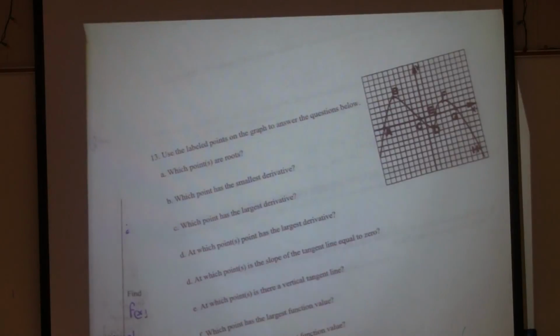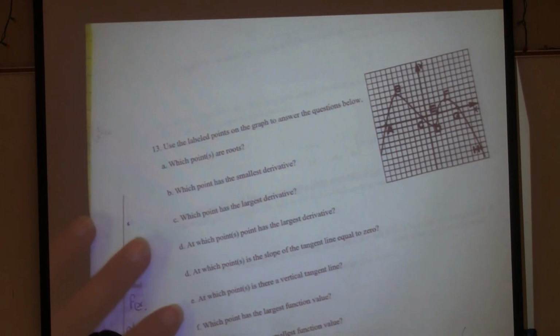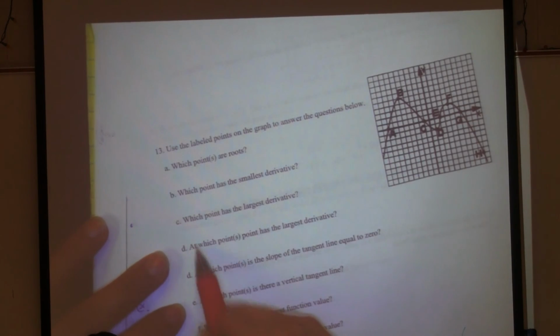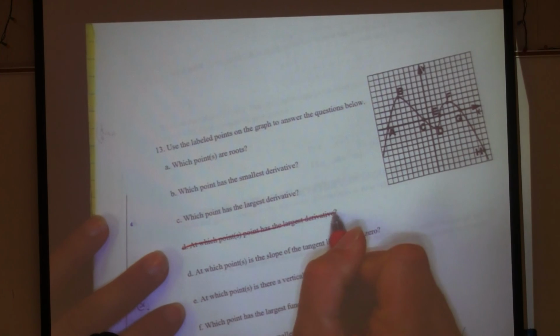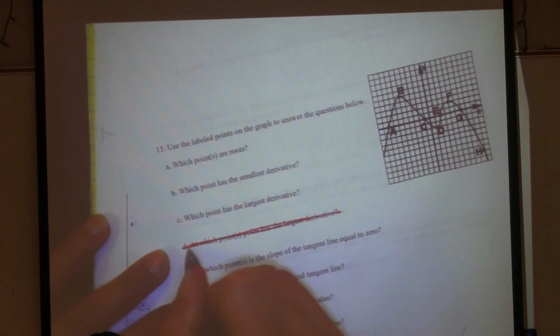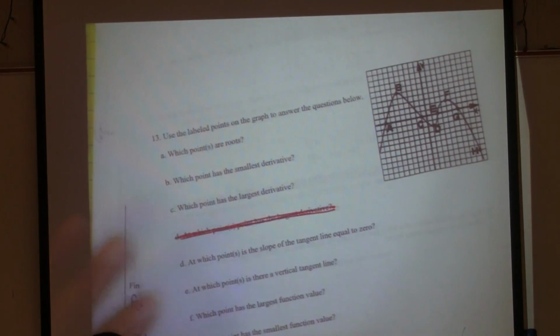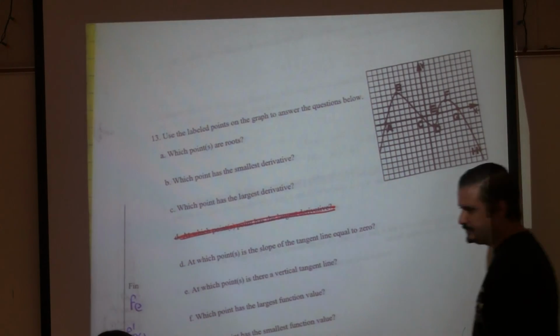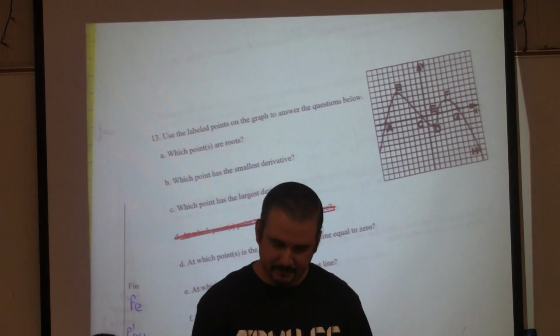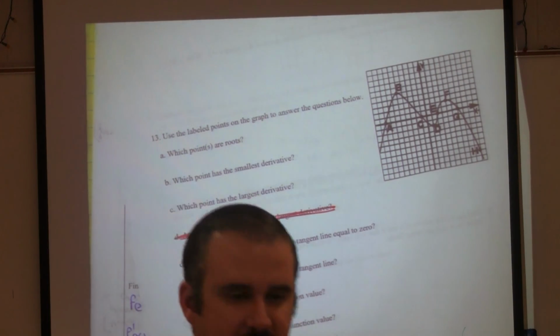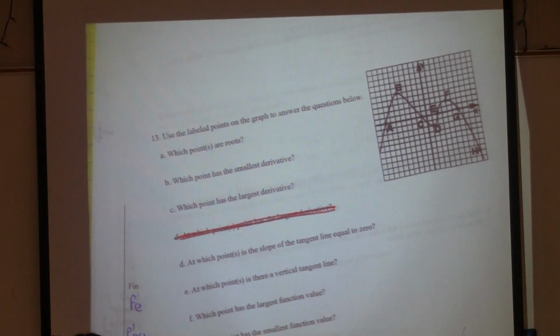And on the back, I did make a mistake right here. I put D 2 times, so forgive me. Just scratch out this one right here, because I had already asked about the largest derivative. Okay, scratch out the first D. Pretty good? Alright, so use the rest of the time to work on that. And while you do that, I'll print out your progress reports.